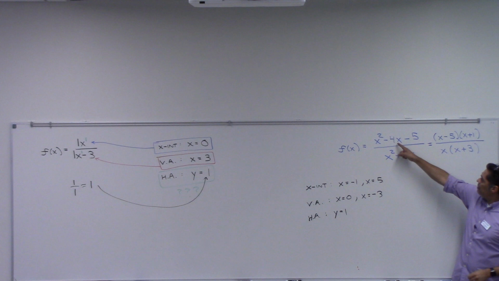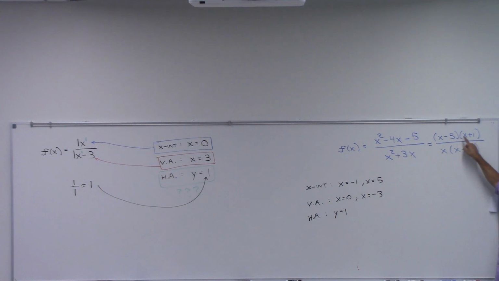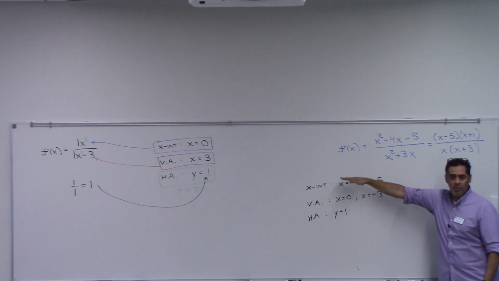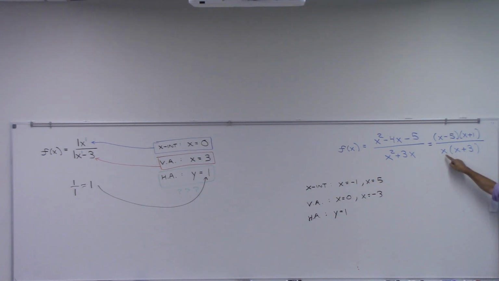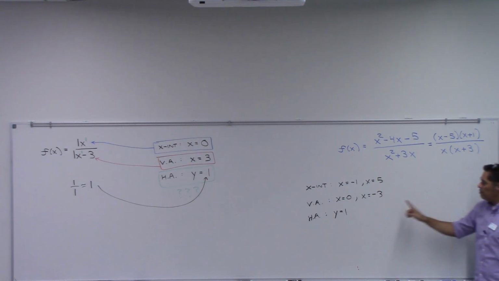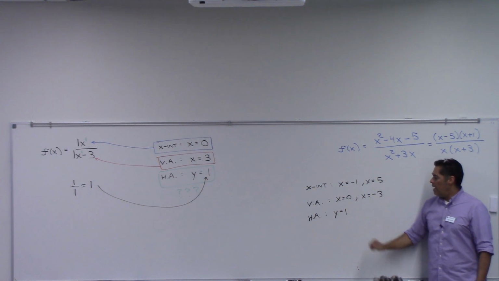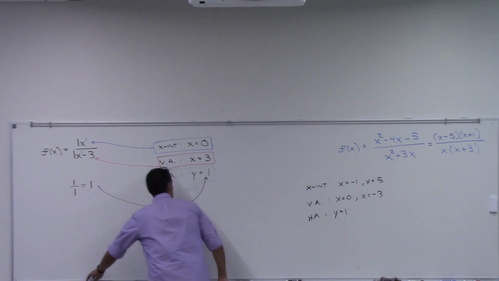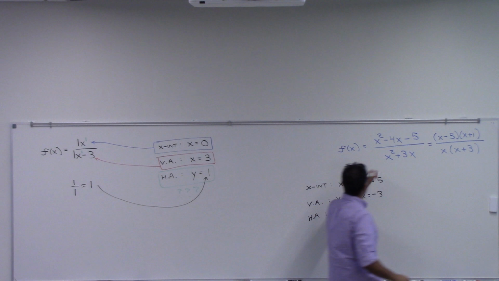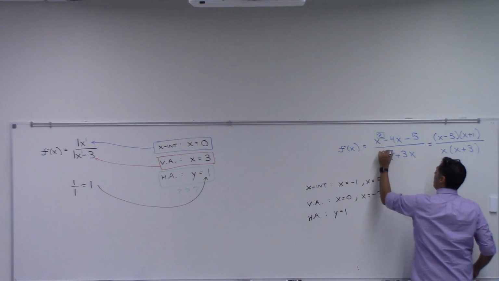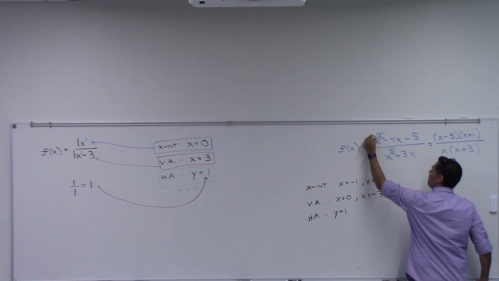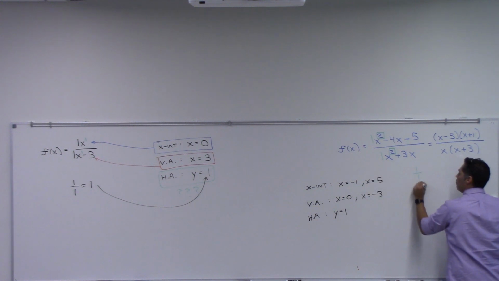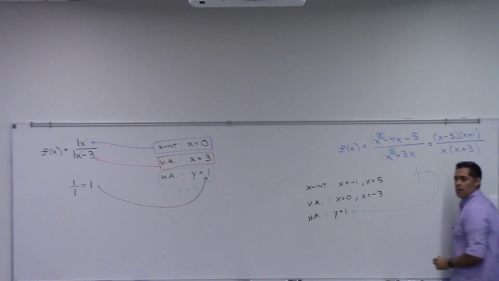So if I factor this, and it becomes this, if I set that to 0 and that to 0, what are the 2 answers I get? 5 and negative 1, and that's where my x-intercepts are, right? If I set that to 0 and that to 0, I get 0 and negative 3, and that's where my two vertical asymptotes are. And then the horizontal asymptote, let's do that. Compare the degree of the numerator and denominator. What's the degree of the numerator? 2. What's the degree of the denominator? 2. They're the same. So I take the number here and the number here. What's 1 divided by 1? 1. Okay?